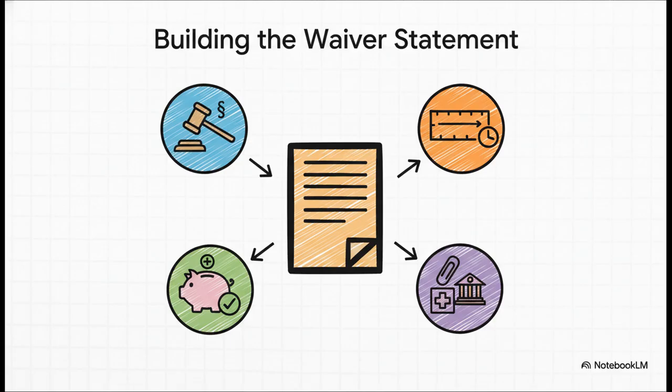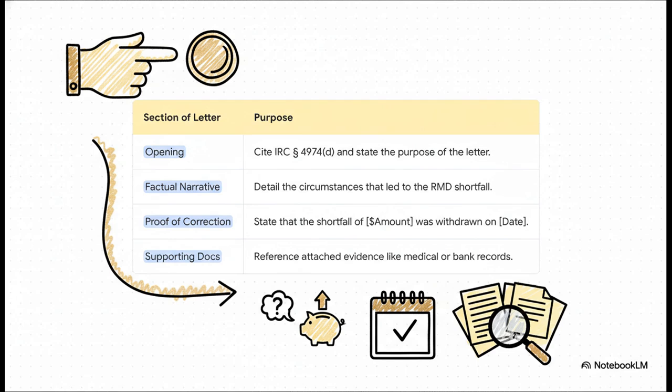A letter from a doctor or a statement from the bank gives you objective proof that can absolutely make or break your claim. And you can think of it in a simple 4-part structure like this. Your opening just cites the law and says what you want. The narrative is where you tell the story of the reasonable error, the proof of correction shows you've taken those reasonable steps, and the last section points the IRS agent directly to all your evidence. It's clean, it's organized, and it's effective.